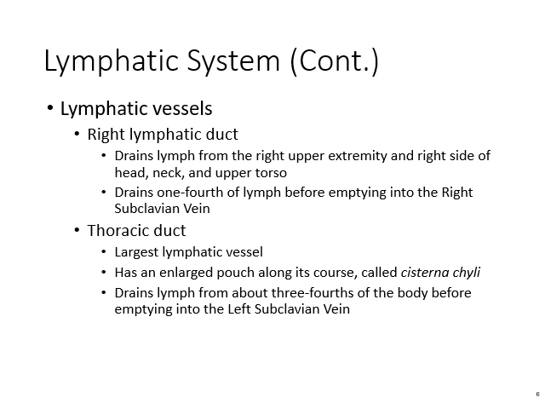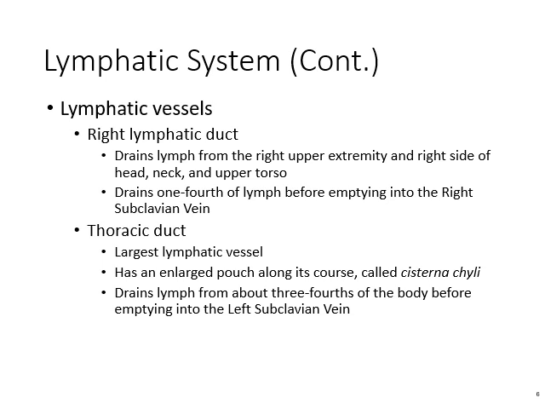Lymph vessels. The lymph vessels are the right lymphatic duct and the thoracic duct. The right lymphatic duct drains the lymph from the right upper extremity and right side of the head, neck, and upper torso. It drains 1/4 of the lymph before emptying into the right subclavian vein. So of all the lymph that's coming back to the circulatory system, it only carries 1/4 of the amount of the lymph fluid.